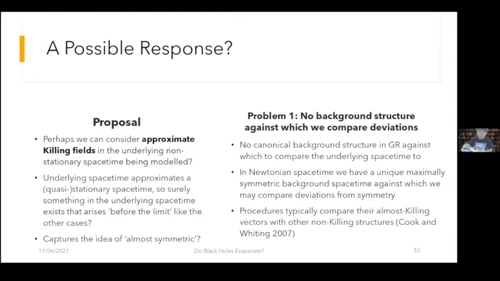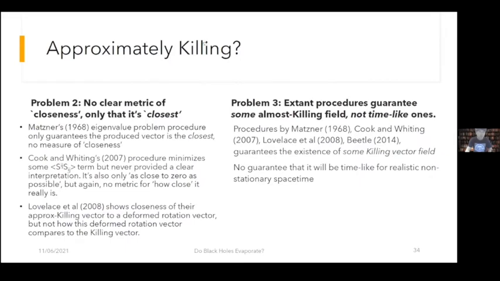But procedures that are out there, at least to my knowledge, it'd be helpful if you can provide me with more, typically compare their almost Killing vectors not with an ideal Killing structure, but with other non-Killing structures. For example, a conformal Killing field is the closest thing, I guess, to a Killing field. But they also compare with other proposals for Killing fields, like almost Killing equations and so on. So they're comparing other proposals, but it's not clear they're comparing with the Killing vector field itself. So it's not clear what closest means.